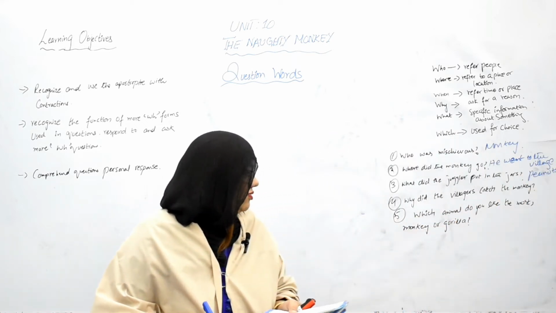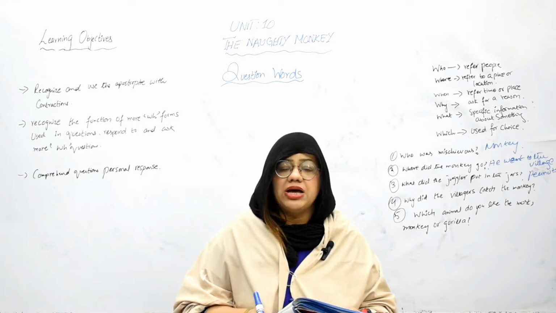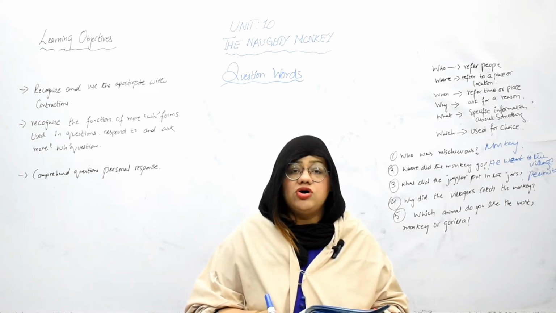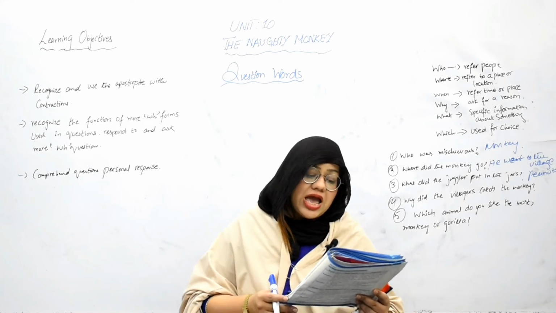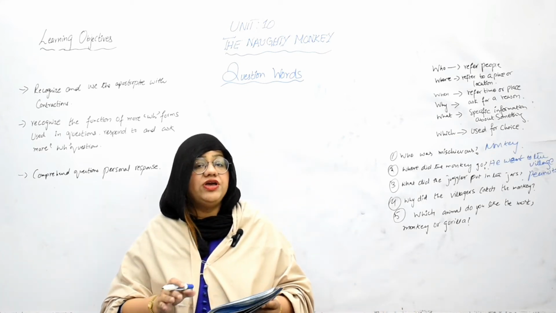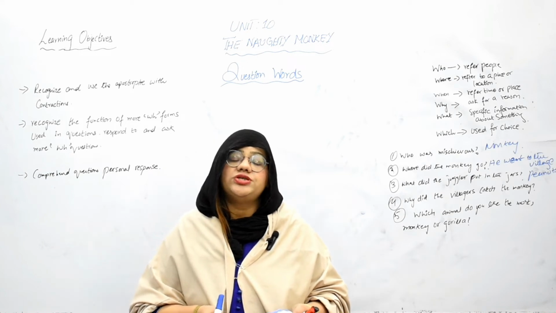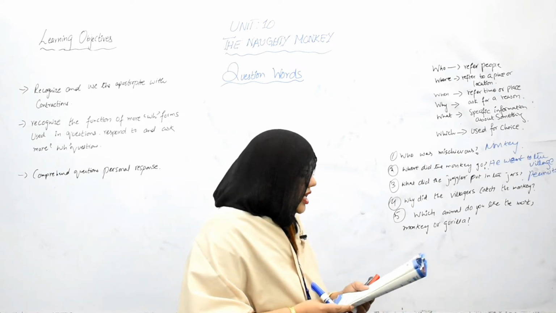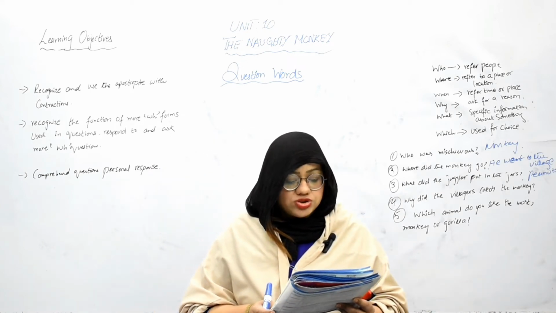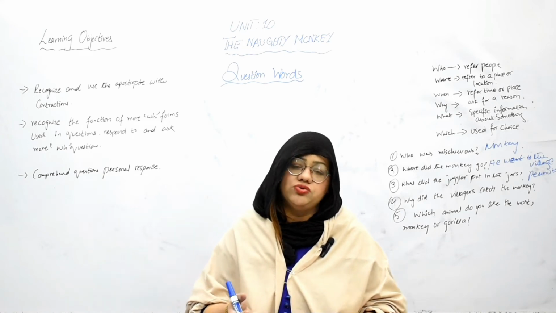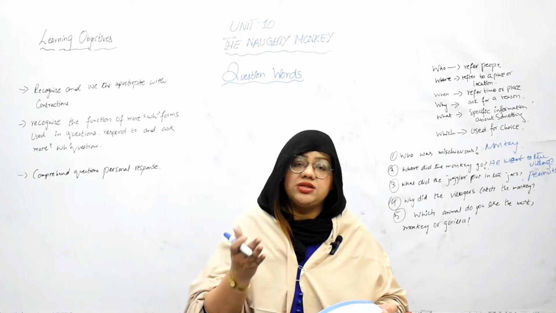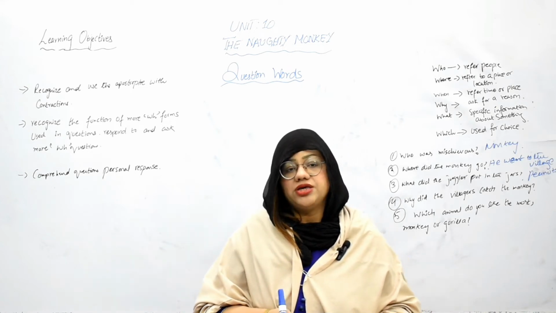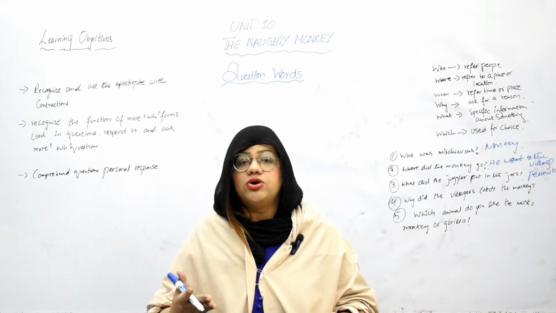Why did the villagers catch the monkey? Because he was creating so much disturbance in the village, and the villagers were very upset by his mischievous behavior. Okay, now which animal do you like the most, monkey or gorilla? It depends upon you. It's your choice, whichever one you want. You like either gorilla or monkey. So answer it according to your choice.